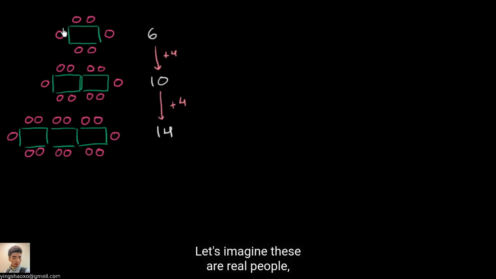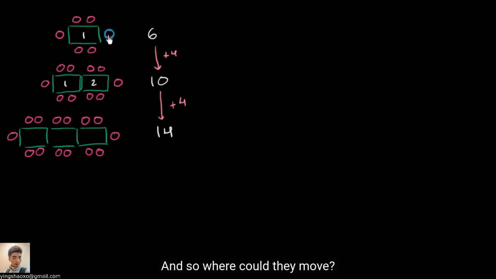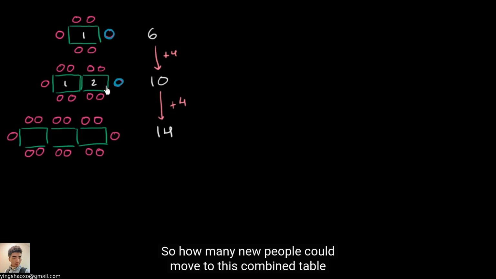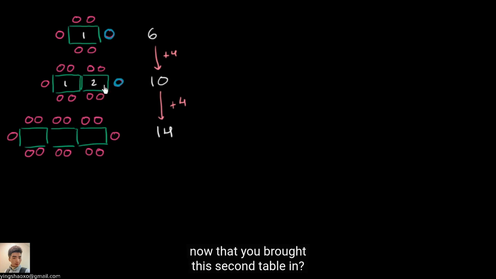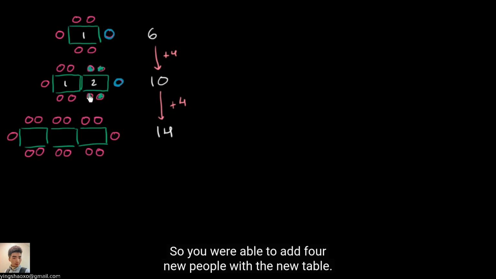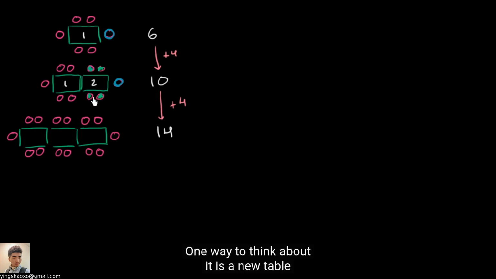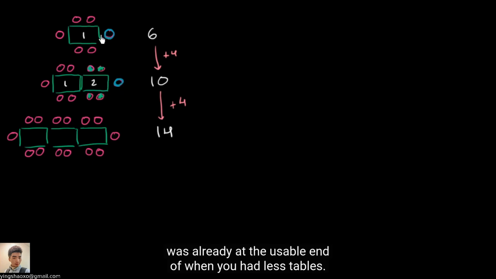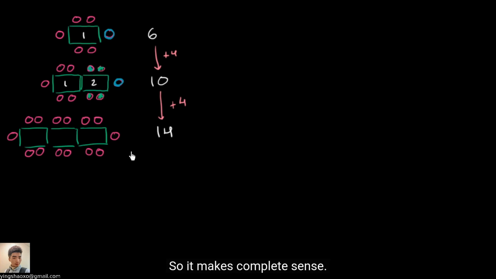That actually makes sense. Imagine these are real people. If you were to bring over a new table, bring over table 2, this blue person has to move. So where could they move? Let's say the blue person moves to the new table, they move right over. How many new people could move to the combined table now that you brought the new table? You were able to add 4 new people with a new table. One way to think about it is a new table is going to have one usable end. That usable end is going to be taken by the person who was already at the usable end when you had fewer tables. So the real addition is the 2 sides here. So you're adding 4, so it makes sense.